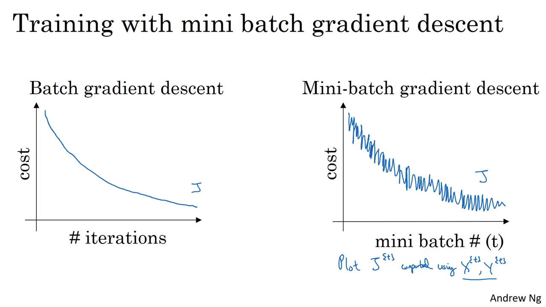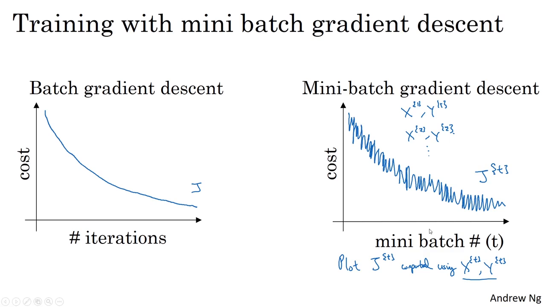So if you plot J{t} as you're training mini-batch gradient descent, and maybe over multiple epochs, you might expect to see a curve like this. So it's okay if it doesn't go down on every iteration, but it should trend downwards. And the reason it'll be a little bit noisy is that maybe X{1}, Y{1} is just a relatively easy mini-batch, so your cost might be a bit lower, but then maybe just by chance, X{2}, Y{2} is just a harder mini-batch, maybe even some mislabeled examples in it, in which case the cost would be a bit higher, and so on. So that's why you get these oscillations as you plot the cost when you're running mini-batch gradient descent.